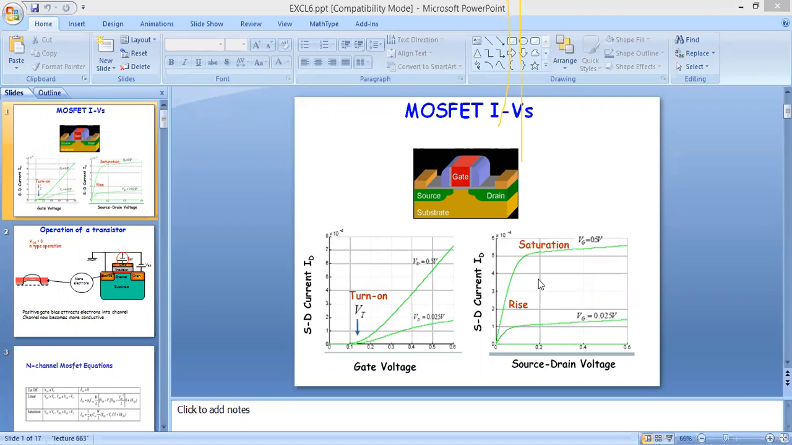If you compare MOSFET with BJT, BJT is a current control device, but MOSFET is a voltage control device because here the output current is controlled by applying input voltage. It means we are controlling the output by controlling the input voltage.